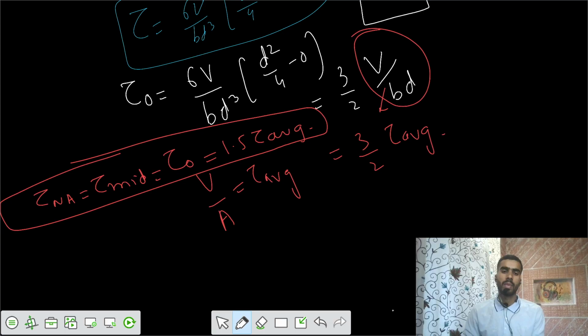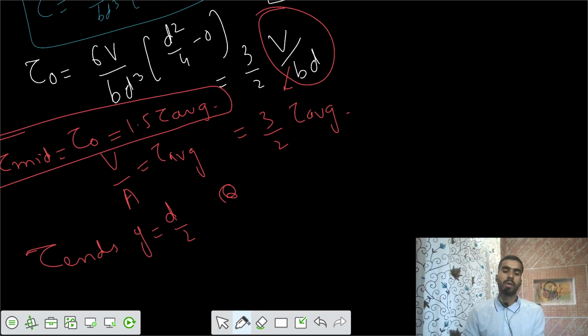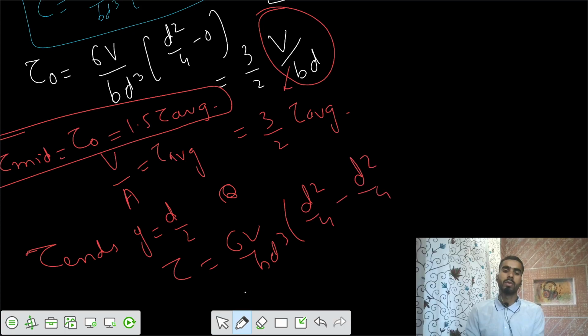Now you want to say there is no other critical section except at the ends. If you want to know the value of tau at the ends, for that you have to take y equals maximum d by 2. So if you substitute here, tau comes out equal to 6V by bd cube, d squared by 4 minus d squared by 4, that is 0.